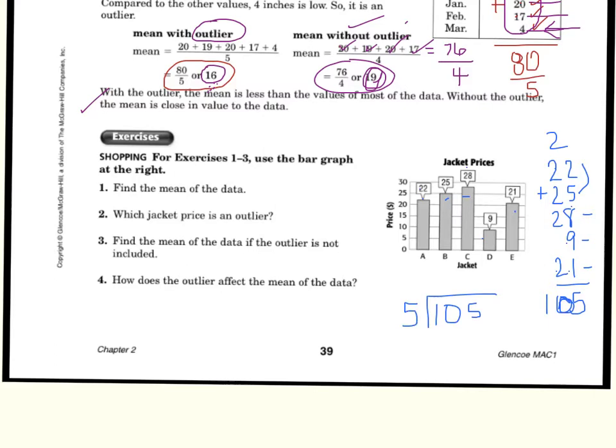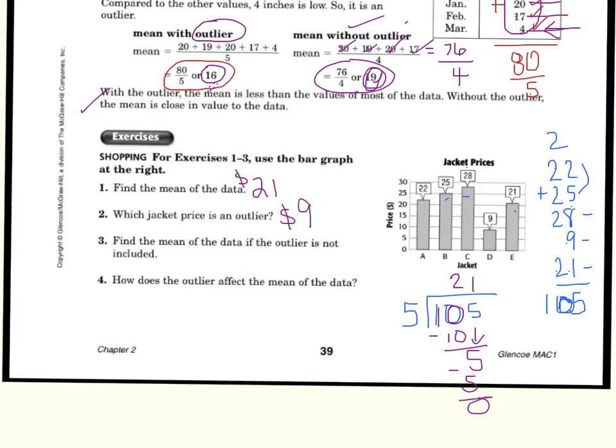Okay, 5 doesn't go into 1, so now we need to go into 10. 5 into 10. 2 times. Bring down the 5. That's 1. All right, so 21. We can say that the average is 21 what? Dollars. Which jacket price is an outlier? When you look at this graph, which one is really far apart from all of the other jacket prices? That would be the $9 jacket.